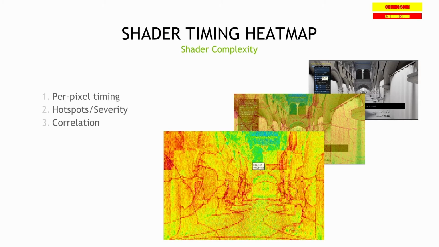With the shader timing heat map, we're aiming to provide a way for you to quickly identify which areas of the scene you should be focusing on. The shader timing heat map will present you with the time spent per pixel in a shader, a heat map that provides a clear visualization of trouble hotspots and severity, and correlation between hotspots and render targets. The shader timing heat map will be available soon for both DXR and Vulkan ray tracing.